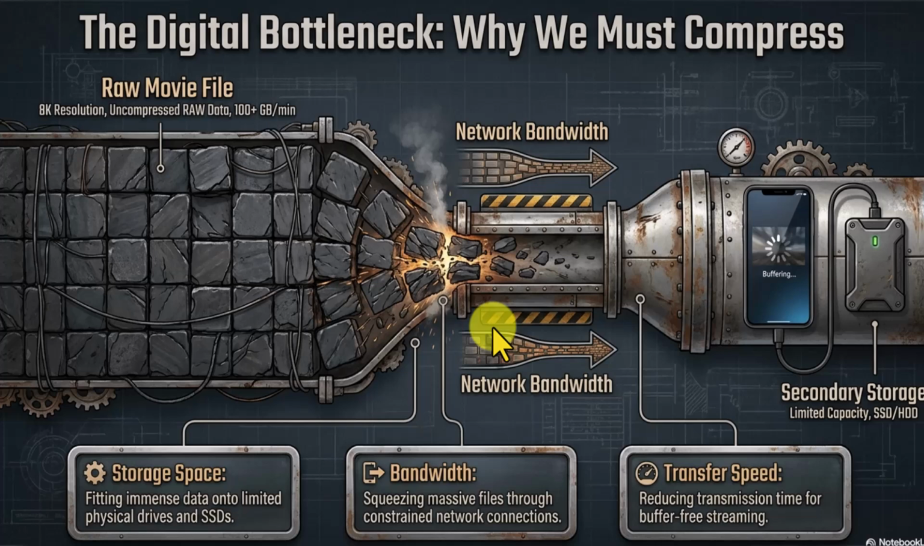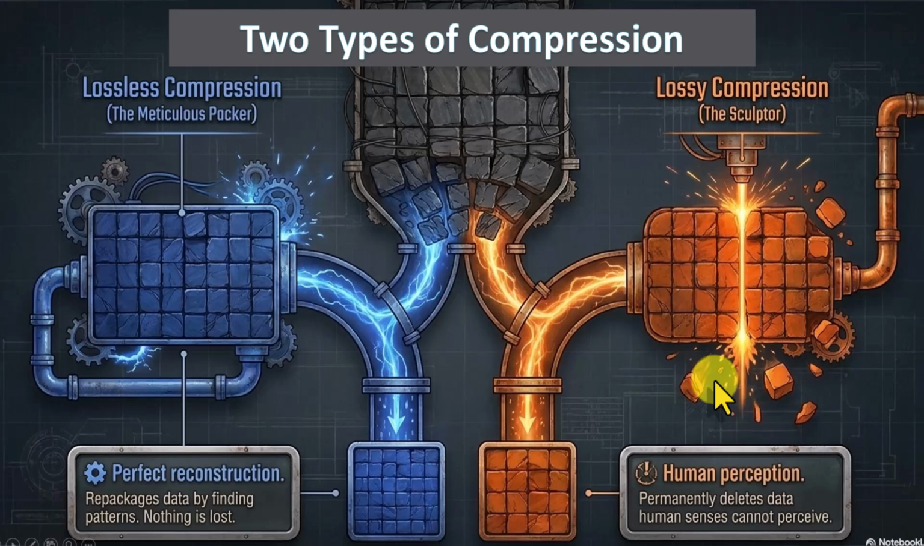If the file size is large, then it takes a lot of time and uses a lot of bandwidth. If the file size is smaller, then we can transfer data using a smaller bandwidth, and it does not use much network bandwidth. And transfer speed: we want to reduce transmission time for buffer-free streaming, specifically in videos and audios. We don't want our videos to buffer, so we need to compress and reduce the size of our files.